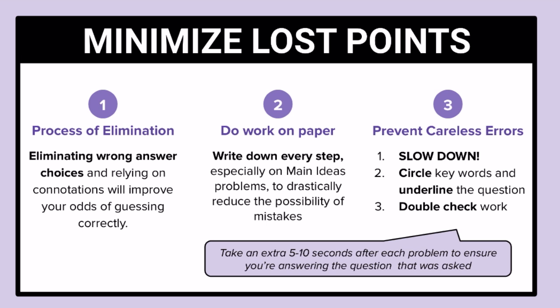Number 3 is prevent careless errors. Slow down. I know it's hard when you have a timer going, but that's why practice is key. Circle keywords. This is extremely important. Underline the question so you stay focused on what the question is asking. You don't deviate from that. And so you can, again, improve your odds of getting to the correct question. And always double check your work. Of course, that's only if you have time. But I think especially for the shorter questions, they're always easy to come back to and always easy to score more points. So definitely try that out.